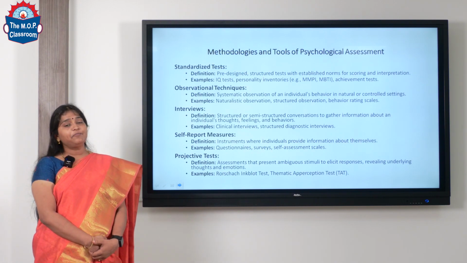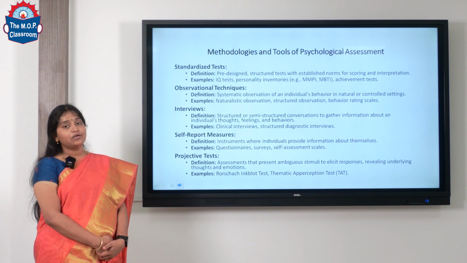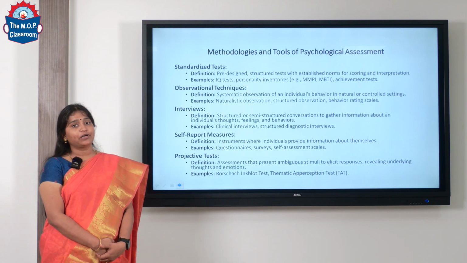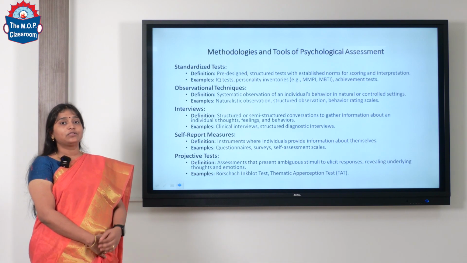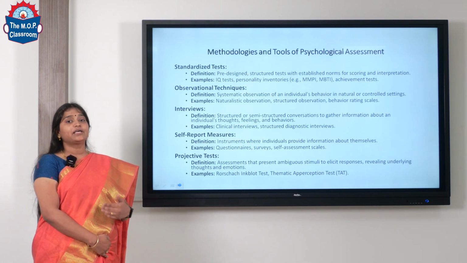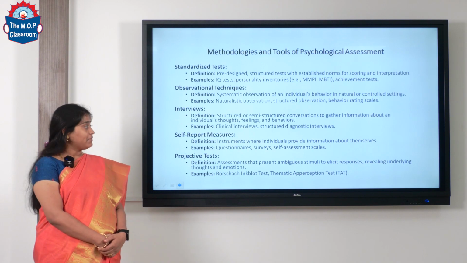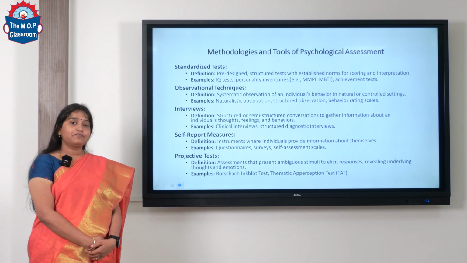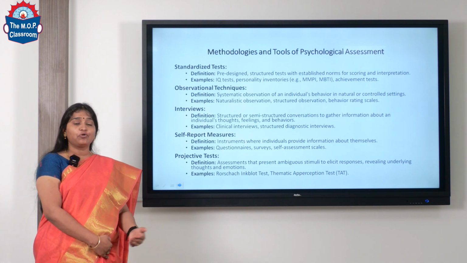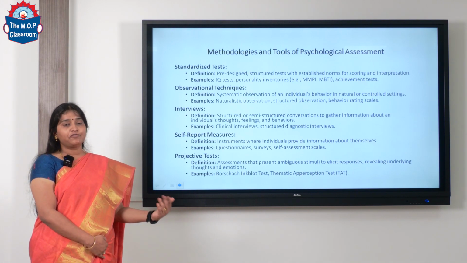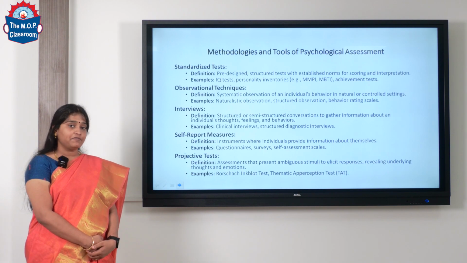And then self-report measures are yet another method or psychological tool for conducting assessments. These are instruments which provide individuals with brief instructions, and they can complete self-reporting measures. The forms available could be a questionnaire or a survey, which can have a dichotomous or a Likert scale. You have different scaling techniques to understand the behaviors.